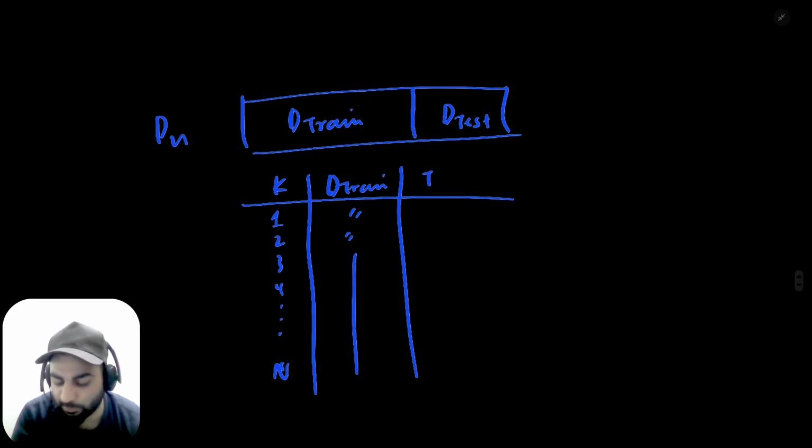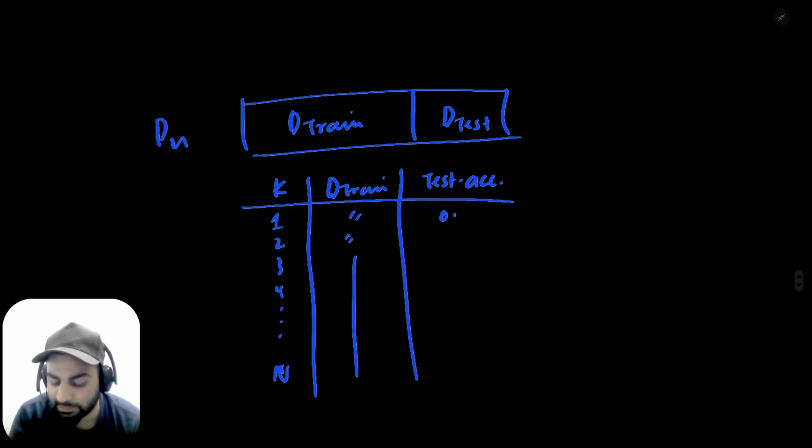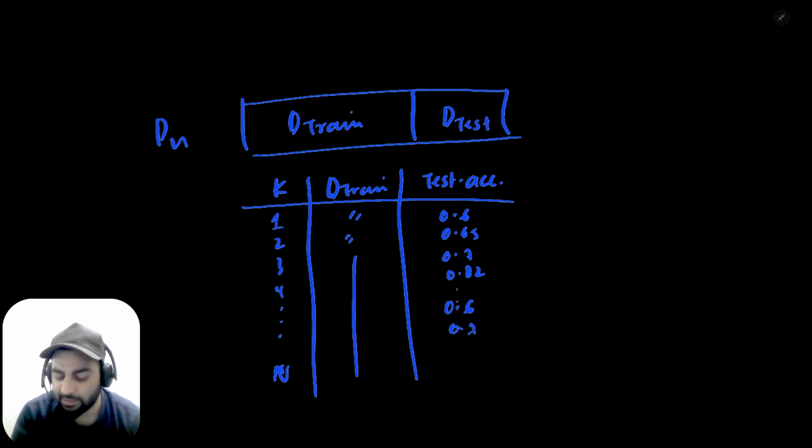I'll compute the test accuracy. So for example, for k equal to 1 it was 0.6. For 2, let's suppose it was 0.65. For 3 it was 0.7. For 4 it was, let's suppose, 0.82, something like this. And then you will see it again started decreasing. It is again 0.7, 0.6. So you see at k is equal to 4, the curve will be like this.